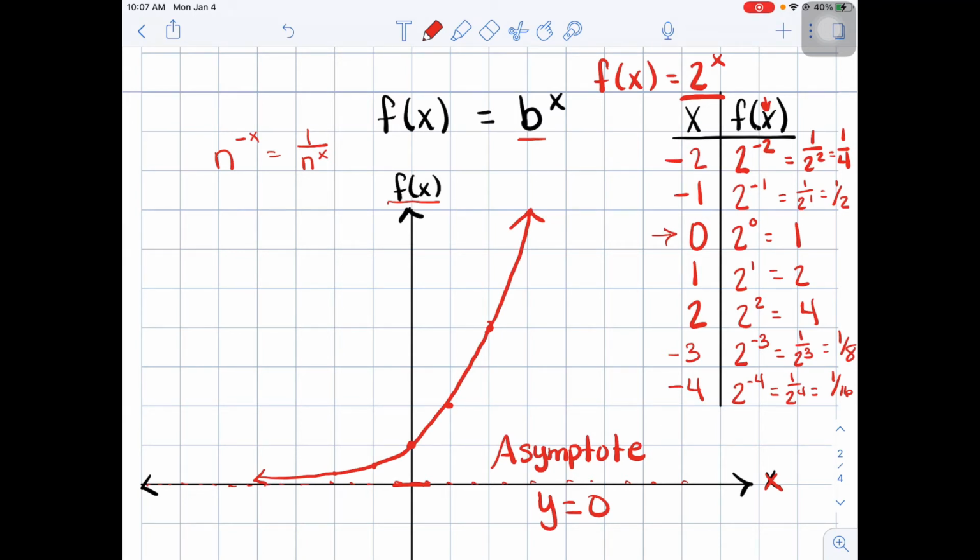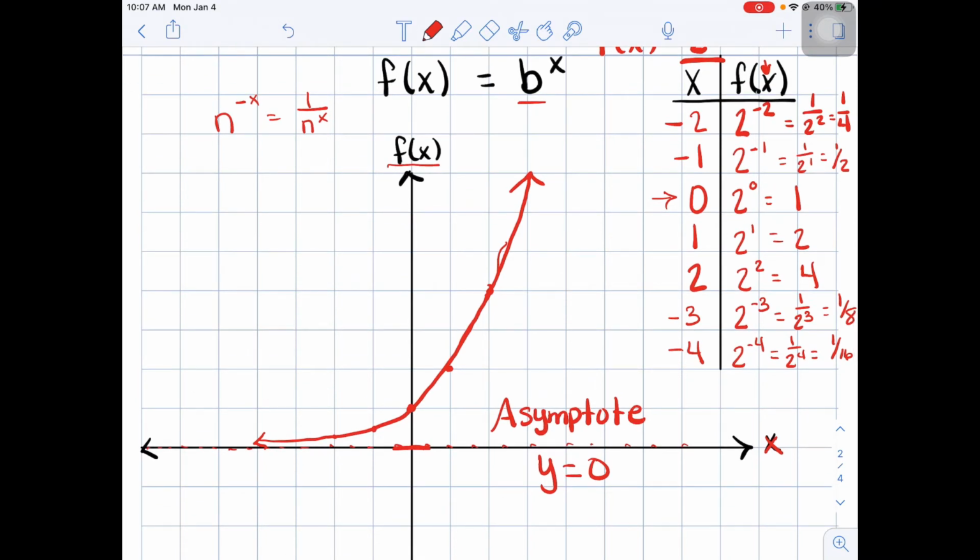So this is something we're talking about growing. We started here, and it's growing. As that got bigger, it's growing. Now let's talk about domains and ranges.